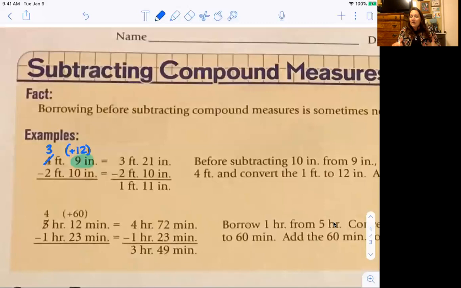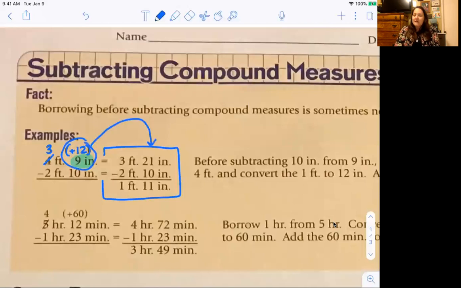Now, what I really like about what this curriculum did is that they rewrote the problem. It is super important to rewrite the problem if you are borrowing, because sometimes we get so caught up in subtracting and borrowing and writing things and crossing out and everything else that our problem just looks like a crazy mess, right? So we rewrite it and it becomes a lot easier to work out. So 9 plus 12 becomes 21 inches. Now we can subtract. 21 minus 10 is 11, and 3 minus 2 is 1. So 4 feet 9 inches minus 2 feet 10 inches is 1 foot 11 inches.